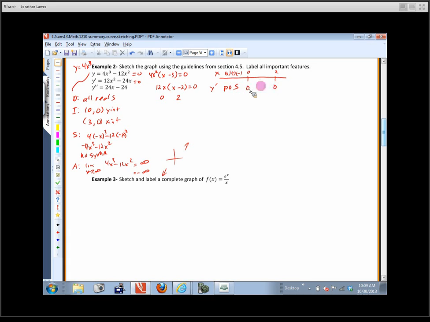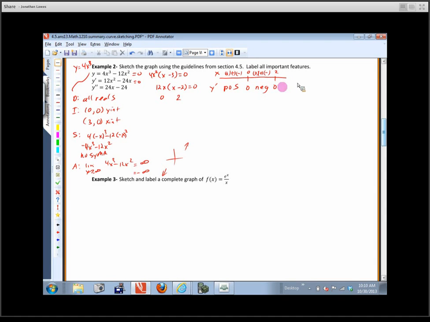If I plug in a number between 0 and 2, let's say we plug in a 1. Can't do anything about the 12. That's going to be positive. I'm plugging in a positive 1, so that's going to be positive. And 1 minus 2 is negative 1, so that factor is going to be negative. So I've got 1 negative. That means the first derivative is going to be negative on that interval.